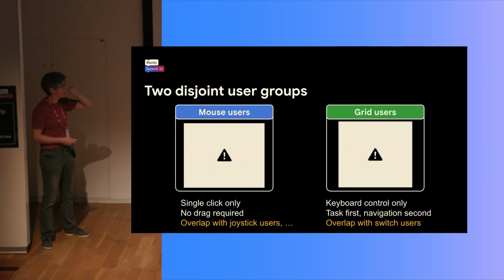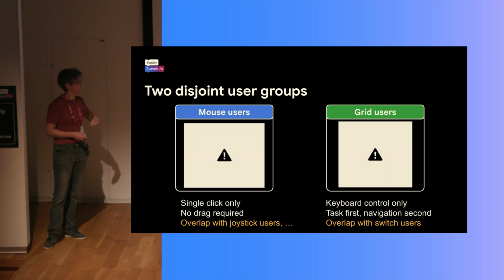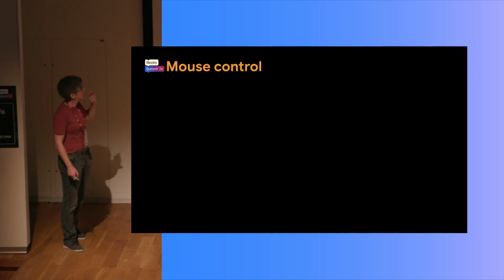For grid users, you could be using eye gaze, you could be using switch access to a grid-based interface. And the problem here is the scaffolding of all of the things that you need to learn. So we focus on learning the task before the navigation.